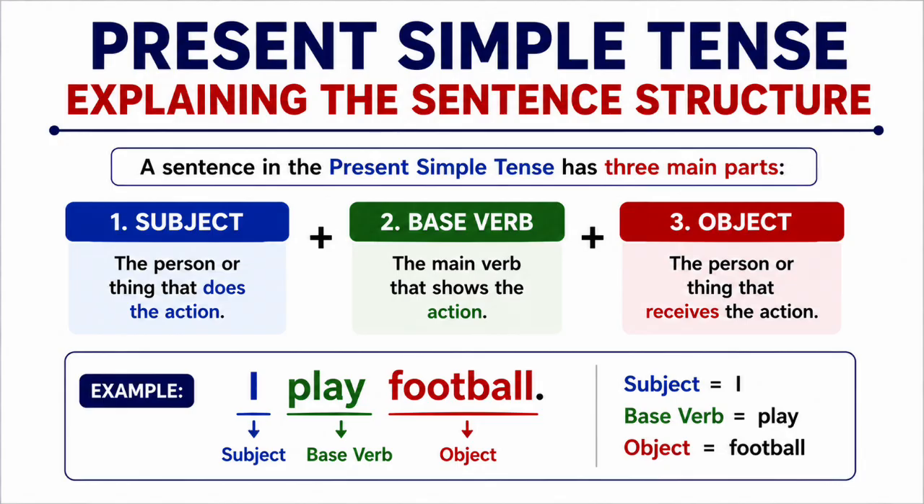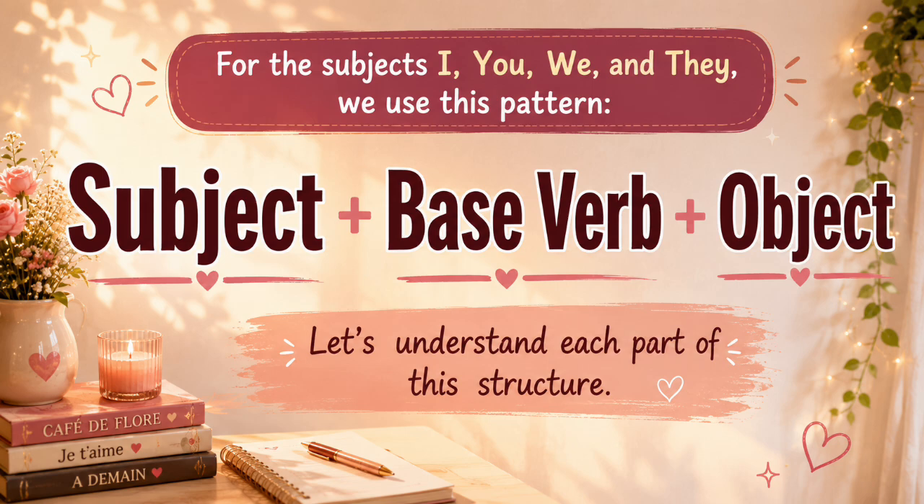Now let's learn the sentence structure of the present simple tense. Don't worry if this sounds difficult at first. By the end of this lesson, it will become very easy. For the subjects I, you, we, and they, we use this pattern. Subject plus base verb plus object. Let's understand each part of this structure.